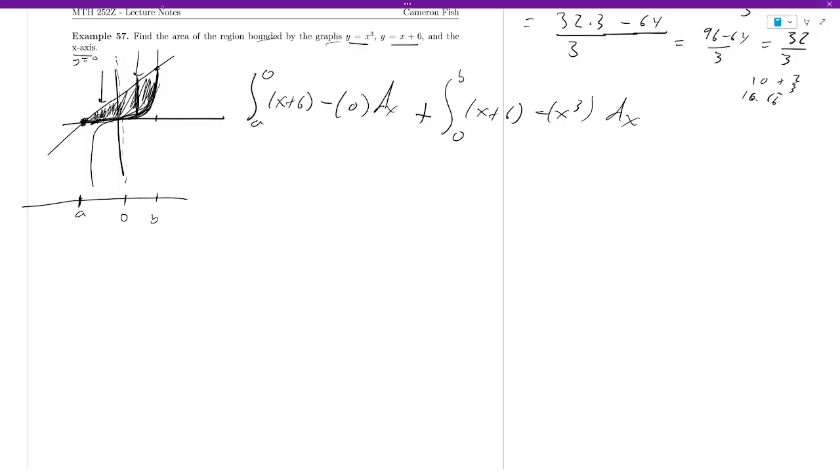Okay, so that's just a little algebra. To find a, I'm going to intersect y equals x plus 6 and y equals 0, because I want to see where the line intersects the axis. For b, I'm going to intersect the line function with my cubic function. So let's do this one first. This one's really easy. I just write x plus 6 equals 0, solve for x. Great, negative 6. So I'm going to go from negative 6 to 0.